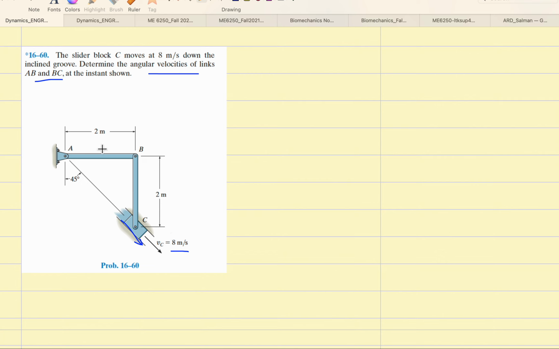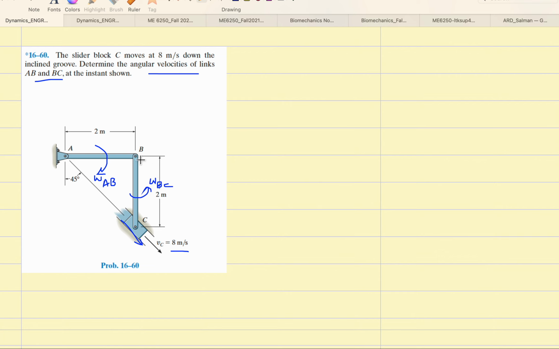So this is clockwise and this is counterclockwise. If you do inspection, since it is going downward, it should move counterclockwise, and this should move clockwise to bring it down. So omega AB you have to find out, omega BC you have to find out.